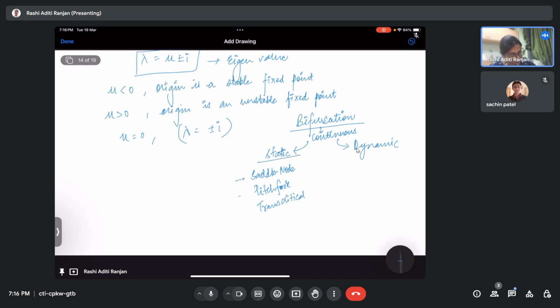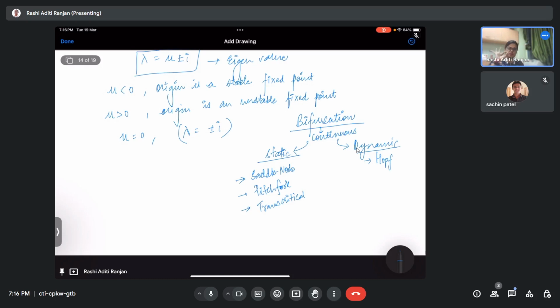Right, these were the three we were having. But in case of a dynamic, we had a Hopf bifurcation. If you remember, there was this Hopf bifurcation. What I remember was that if I'm saying static bifurcation, it means that there is a change of fixed point.